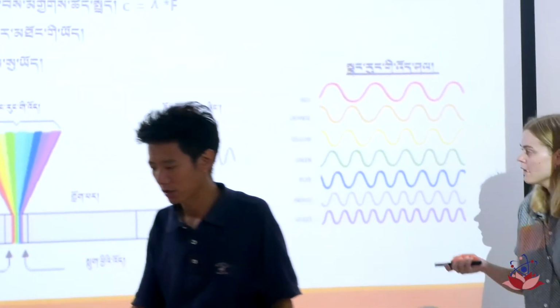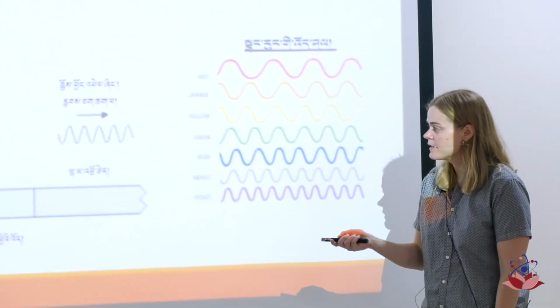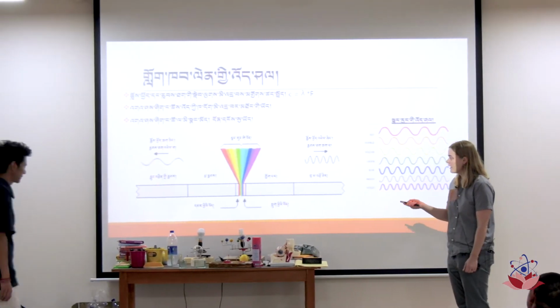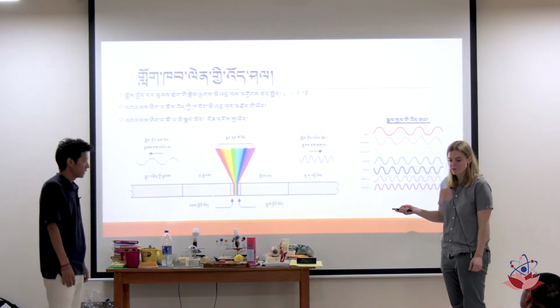And somewhere in the middle is the actual range of waves we can see. It's called the visible portion of the spectrum.